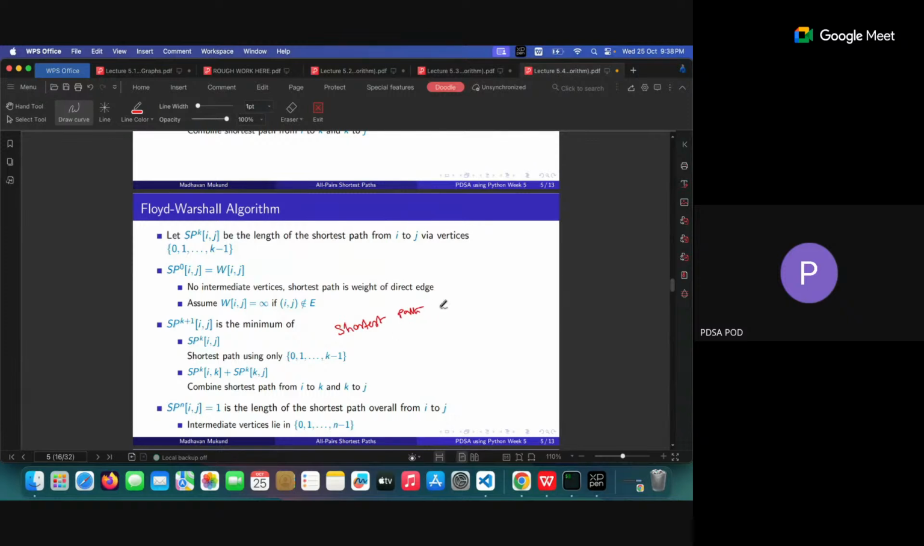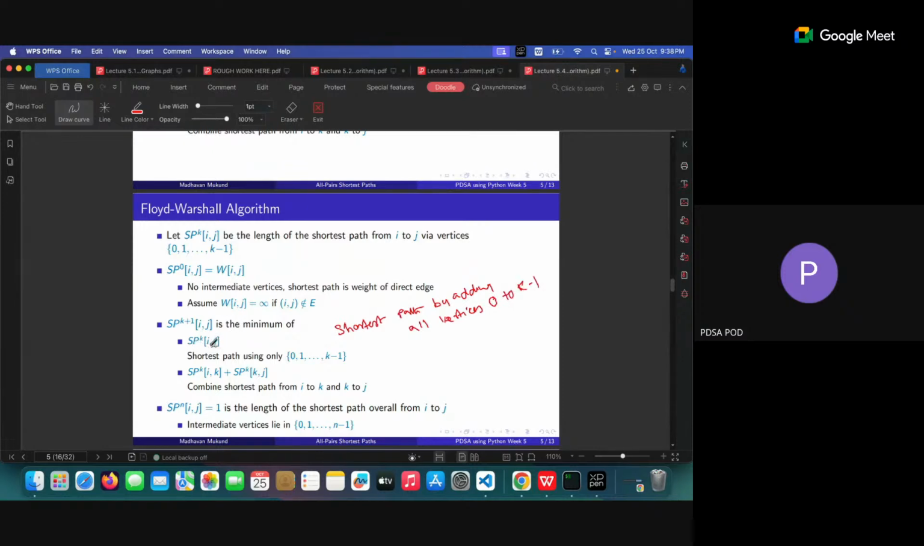Is by adding all vertices, edges. Vertices are linked. Vertices from 0 to k minus 1. This is what they said.